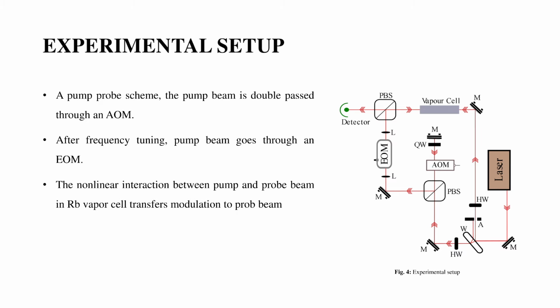A laser beam coming from the laser is divided into a weak probe beam and a strong pump beam by an optical window. The probe beam goes directly to the vapor cell, while the pump beam first goes to an AOM in a double-pass configuration, then passes through an EOM, and then is directed to the vapor cell.